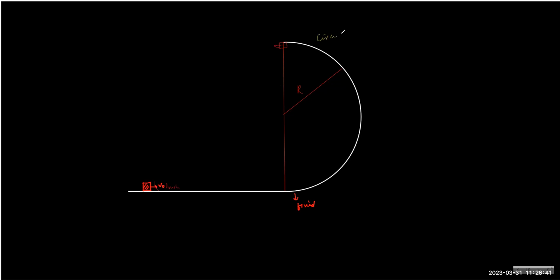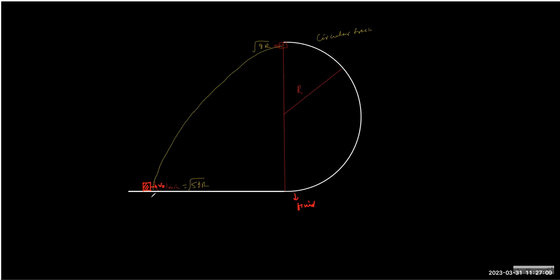Root 5GR. So the minimum required is again root 5GR, correct? And if you give root 5GR, then it will leave with what speed? Root GR. So in this case, the normal can't be 0, right? It is normal 0 only. Close to 0. So it will leave at the topmost point, when it is root GR.